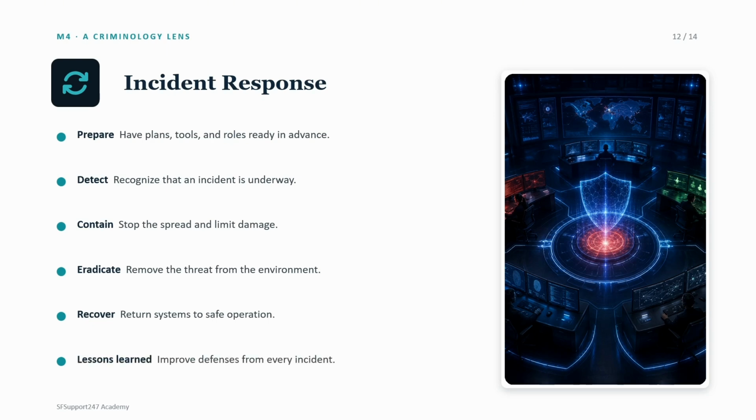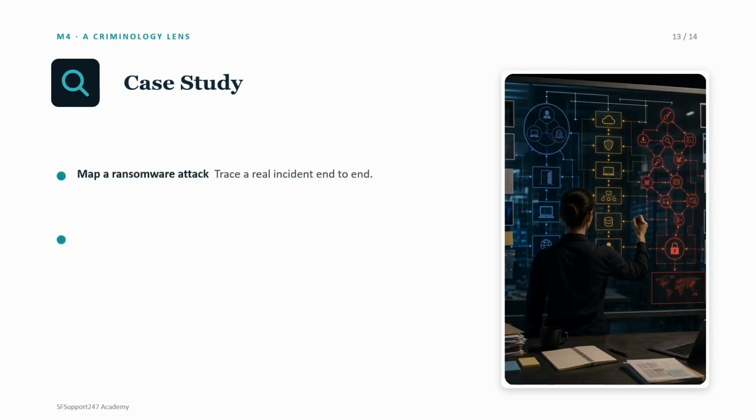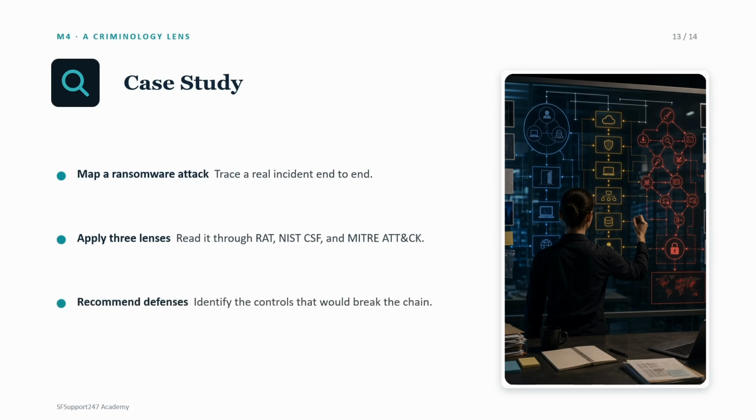In the James Bond movies, we see that when a system is hacked, immediately, in one of the movies, they will just pull out the internet access or the wire so that the attack will be contained in that laptop. It will not spread. So that is one of the ways to contain the spread of an attack. Case study: trace a real incident end to end, read it through RAT, NIST CSF, and MITRE ATT&CK, and identify the controls that would break the chain.